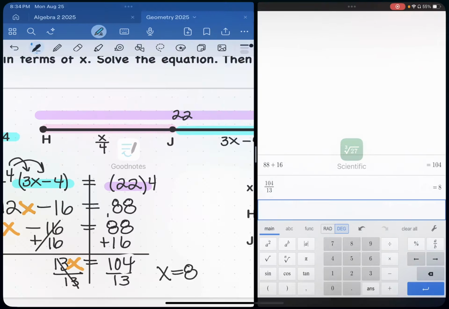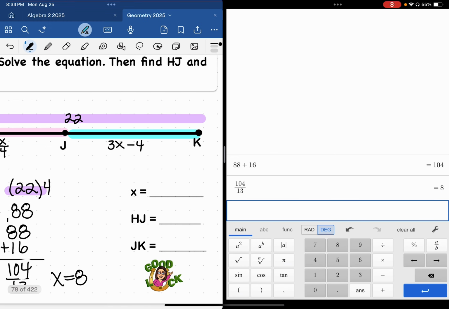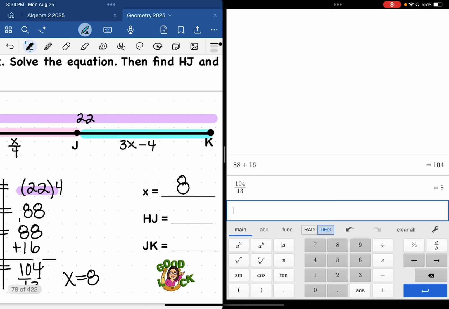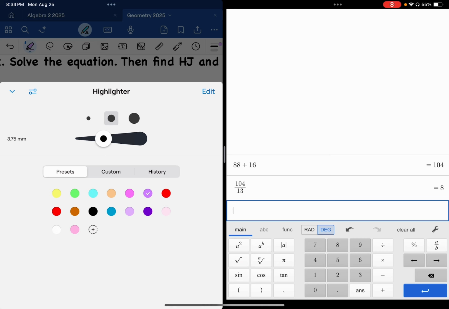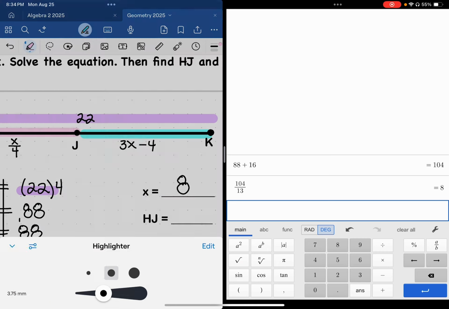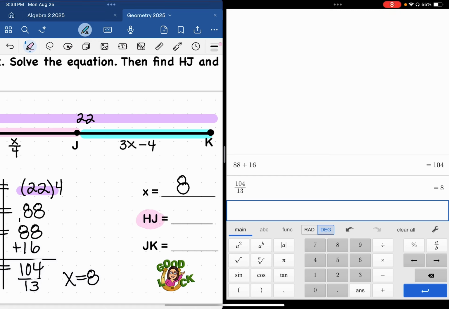Perfect. I'm going to hang on to that calculator for just a bit because I do have to go back and plug it in. HJ is the purple one. Let's see if I can get my color here. HJ was the pink one, which was x divided by 4, so that would be 2.